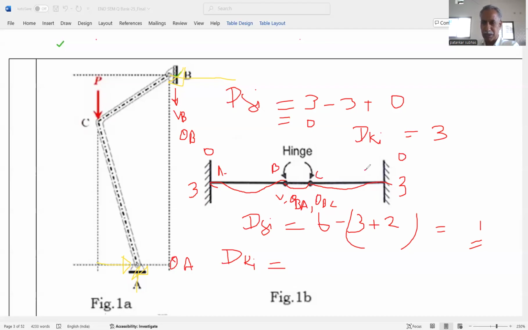Similarly, at every support, at hinge C, again there is a vertical translation. So VC is allowed, here VB is allowed, theta BA, theta BC. So we can say that the degree of kinematic redundancy is equal to 4. So thank you very much.